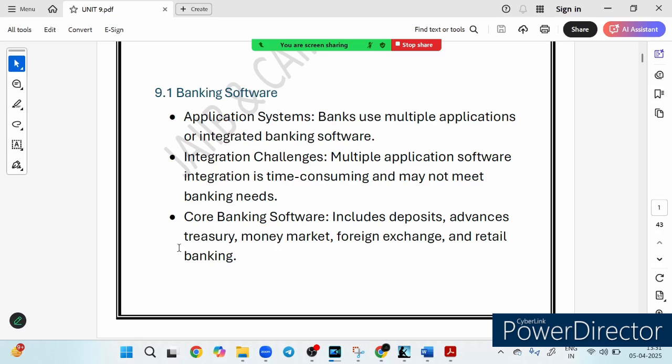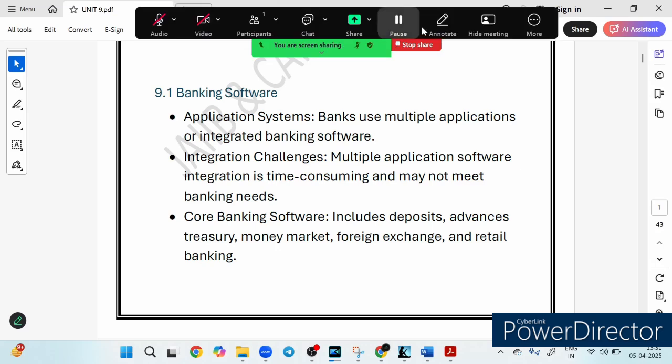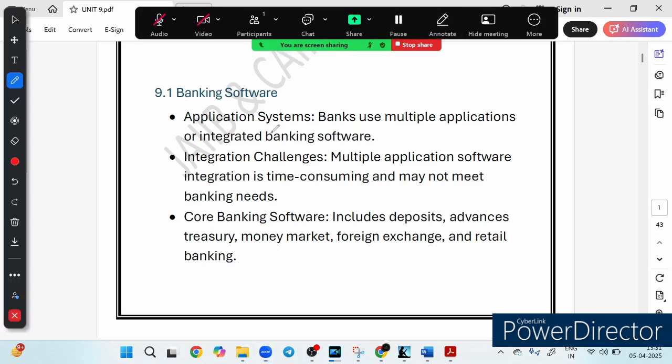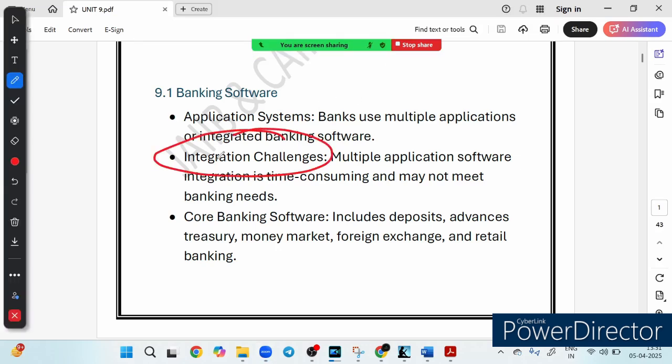But here is the twist. Integrating all these different software systems is a real challenge. That is called the integration challenge, right? This is one of the major challenges that is faced, right? So it takes time, and sometimes they don't even talk to each other properly, right? That is why banks need a more connected system. Let's break it down further. Then comes core banking software.